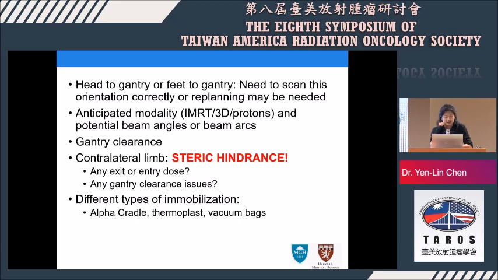And as part of that, look at potential gantry clearance issues relative to the contralateral limb, or what I tell my residents is steric hindrance, about the only application of organic chemistry that they have left from pre-med. Are there any entrance or exit doses to the contralateral limb? Is the other limb going to collide with the gantry as it goes through the optimal angle or arc? So all of this is important as you plan what type of immobilization. And there are different types of immobilization: alpha cradle, thermoplast, vacuum bags, or more rigid modular or rigid custom immobilization.